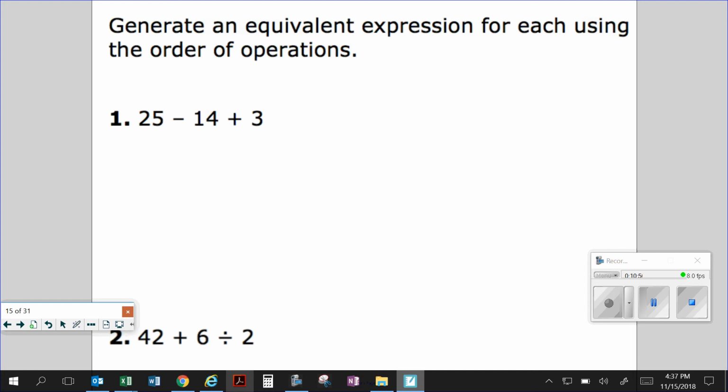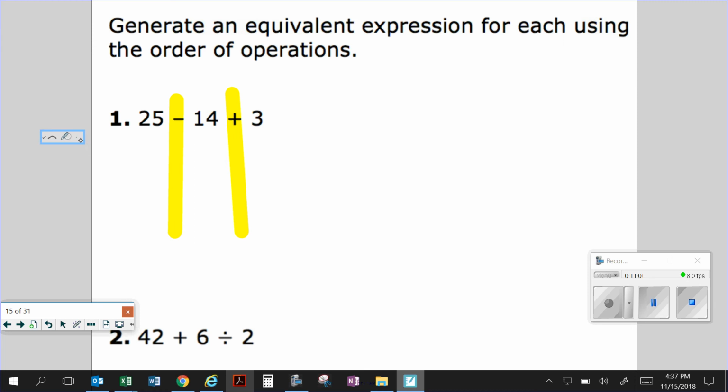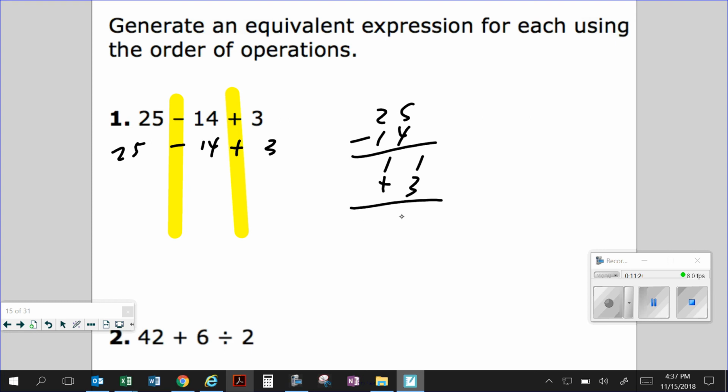All right, number one. Do you see any operators here? Any addition or subtraction? I see it right here and here. So what is the first term? The first term is just 25. So we write 25. The middle term is 14. And the last term is 3. So 25 minus 14 is 11. Plus the 3 makes 14. That is the answer. Number two.